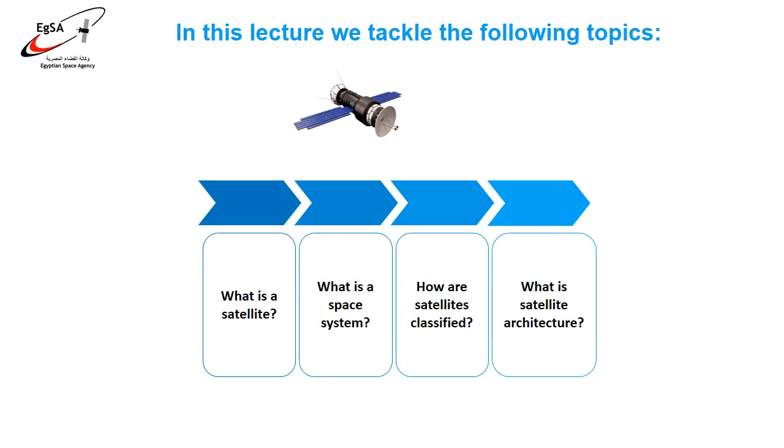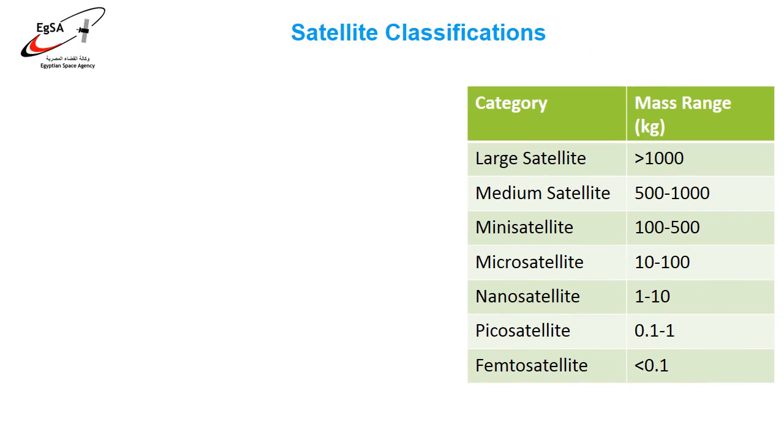Now we move to the third inquiry. How are satellites classified? Satellites can be classified in many ways. They can be classified according to their function, type of orbit, mass, cost, etc. Now we will illustrate the classification according to a satellite's mass. This table illustrates the different satellite types based on a satellite's mass. The masses shown refer to fully fueled satellites.